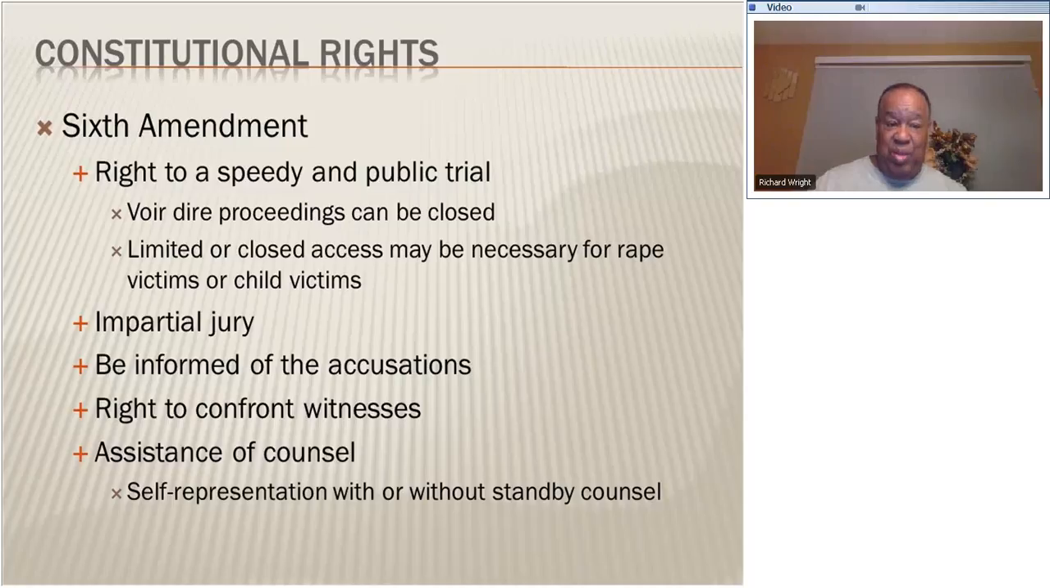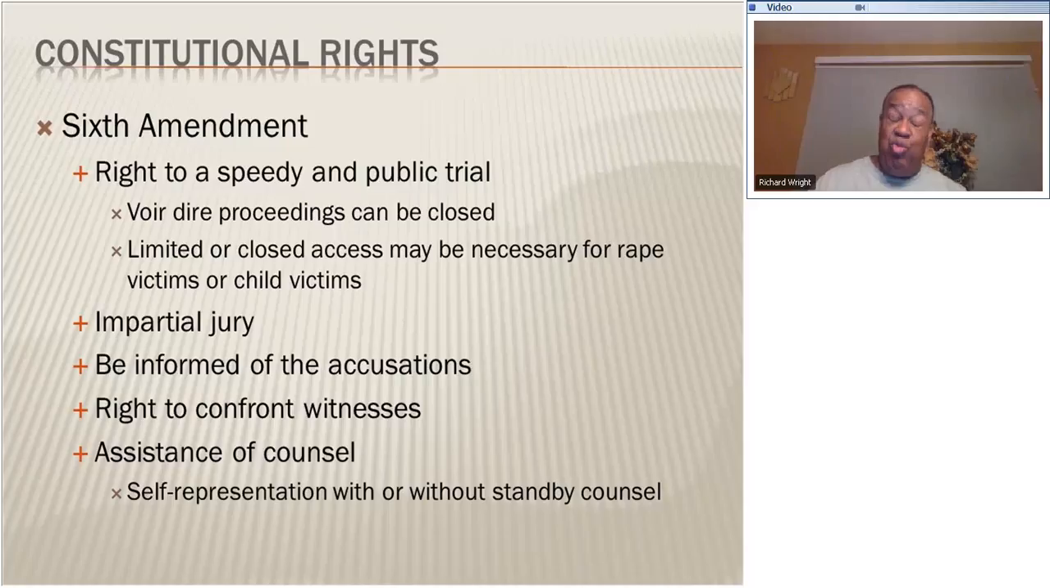Impartial juries, I already talked about that. You must be informed of the charges, and you have a right to confront your witnesses. And then effective assistance of counsel, and then self-representation with or without standby. There are some people who don't want standby at all, but the fact of the matter is most judges insist on standby counsel, so that if a person starts to do something that's wrong, they will not.